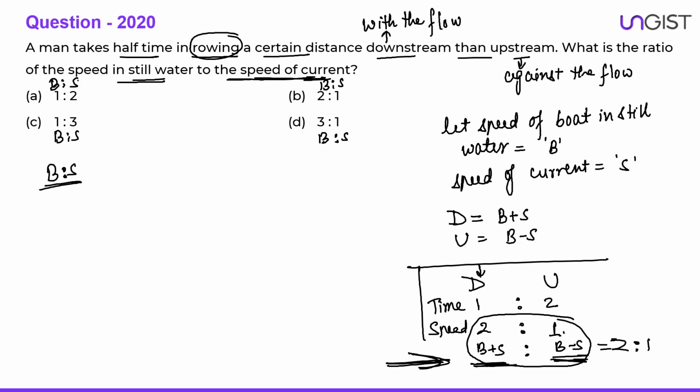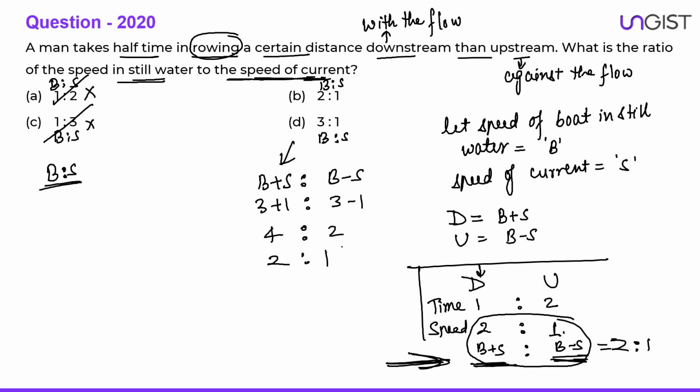So here in these two options, the speed of the boat is less than the speed of the current. So these two options are eliminated, correct? Now here B plus S is to B minus S should be 2:1. So just check for this option. This is B plus S is to B minus S. Here 3 plus 1 is to 3 minus 1. This is 4 is to 2. This is 2:1, right? So for option D, this condition is getting satisfied. Fine. So this is the correct choice, right everyone?